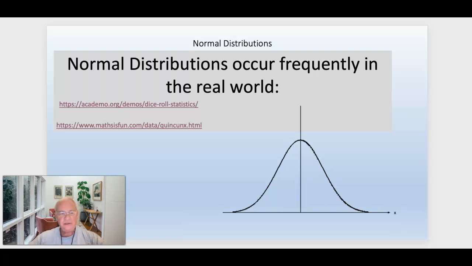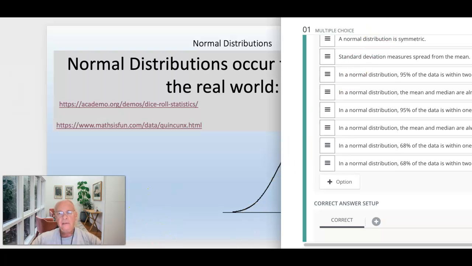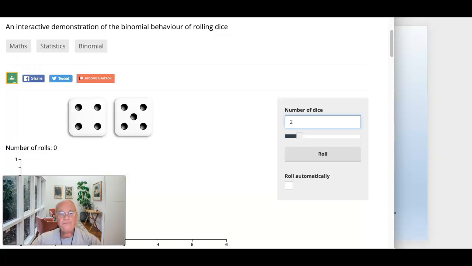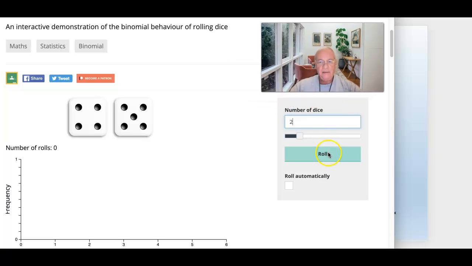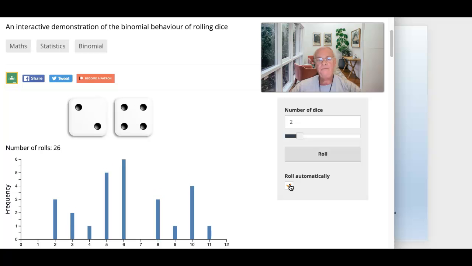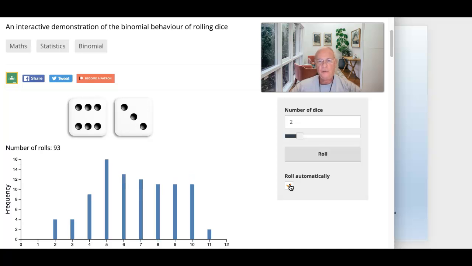The reason we talk about normal distributions is they occur all the time in the real world. I'll show you a couple examples here. We did this with the two dice. If it just rolled automatically, you see it rolling and rolling. Remember, if we just got a small sample size, it didn't really show us a normal distribution. But let's let this thing roll for a while. We'll come back to it later.